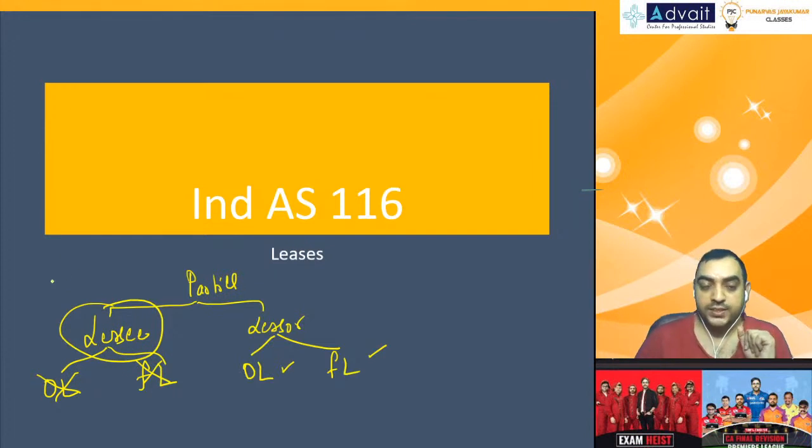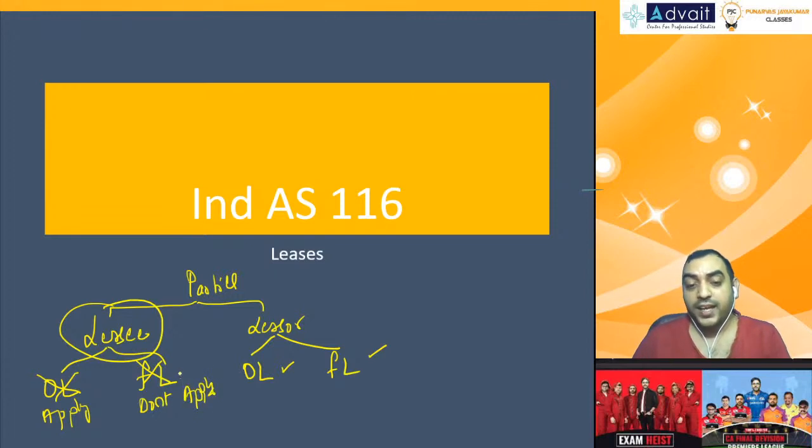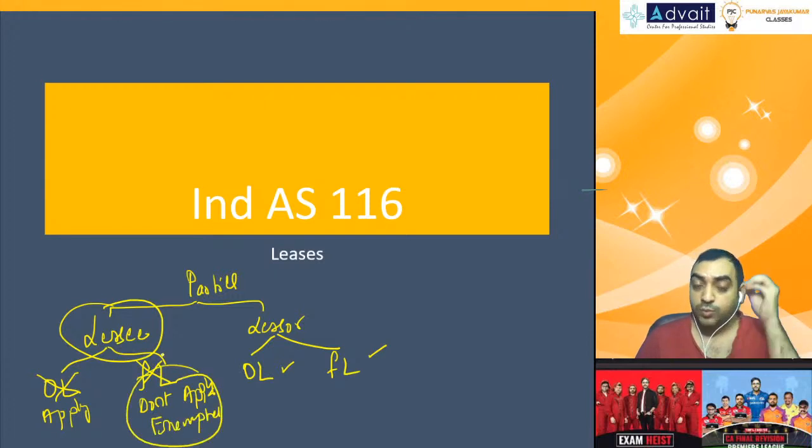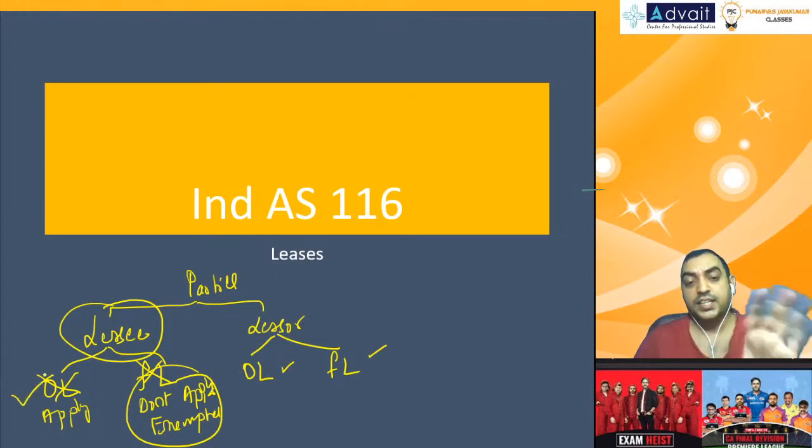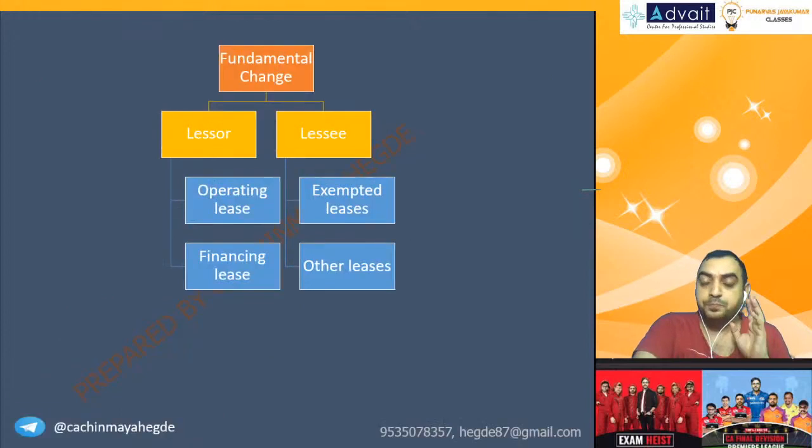So they have only two choices, either the standard applies or the standard doesn't apply. And if the standard doesn't apply, we say exempted leases. Some exemptions are given, so you need not apply in those cases. But the moment you apply Ind AS 116, the standard is fixed. You have to go for a particular method.